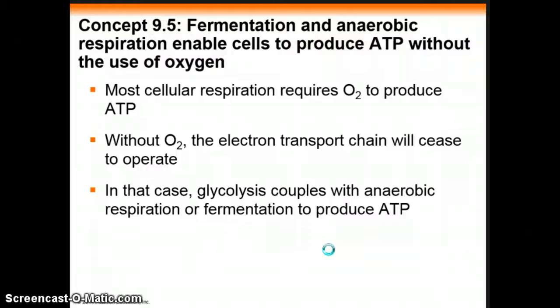So our final section, 9.5 in the textbook, is on fermentation and anaerobic respiration. These are important to know because we don't always have oxygen present, so cells need another way to get some ATP and to get energy to do their functioning. Most cellular respiration requires oxygen to produce ATP, and without oxygen, the electron transport chain does not work at all. In those cases, glycolysis can still occur, but there has to be another process, anaerobic respiration or fermentation, to produce ATP.